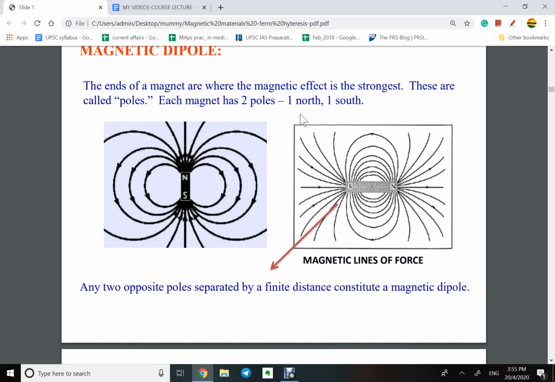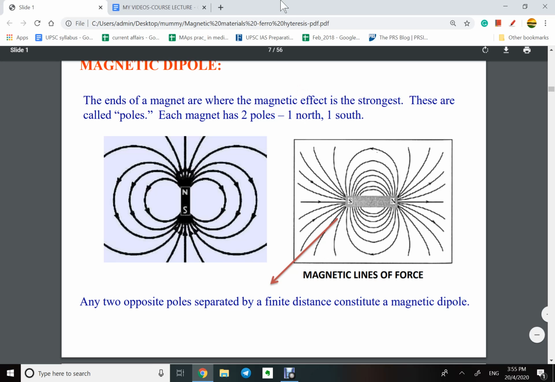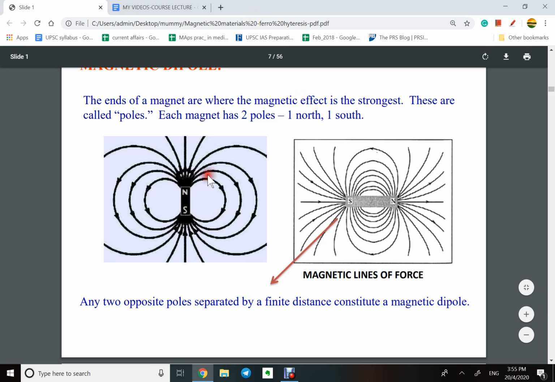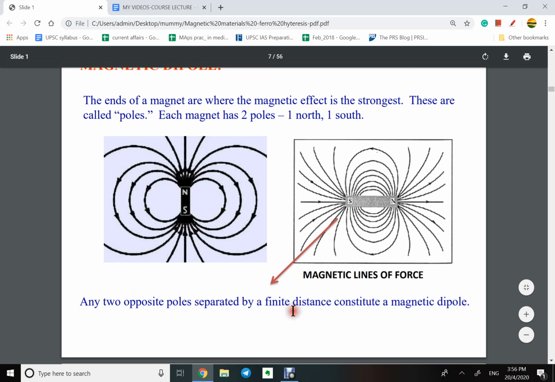Before that, I want to explain about the magnetic dipole. A magnetic dipole consists of two poles. One is the north pole, the other one is the south pole. And these are the magnetic lines of force. Depending upon the density of the magnetic lines of force, the magnetic field intensity surrounding this magnet is decided. Any two opposite poles separated by a finite distance constitute a magnetic dipole.